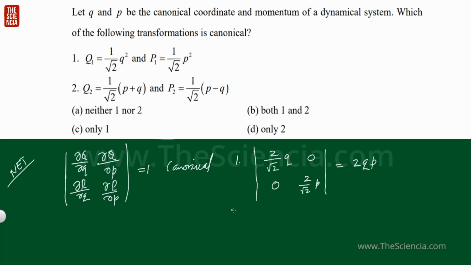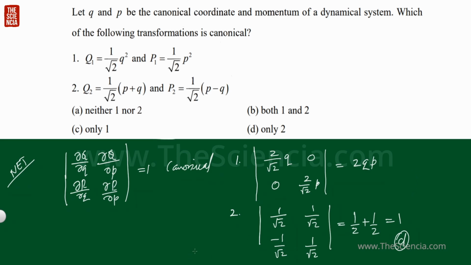Now we have to check the other option, that is Q2 and P2. So what we get? ∂Q2/∂q, that is 1 by root 2, and ∂Q/∂p is again 1 by root 2, and ∂P/∂q is minus 1 by root 2, and ∂P/∂p is 1 by root 2. So what we get? We get 1 by 2 minus, that is plus 1 by 2. So this will be equal to 1. So the answer is option D, only 2.